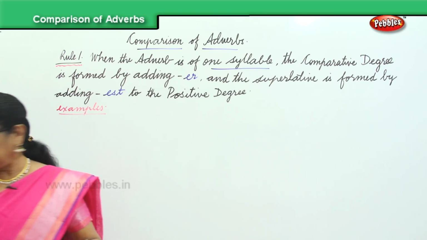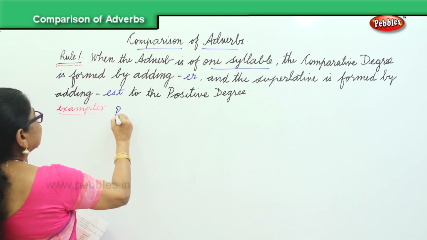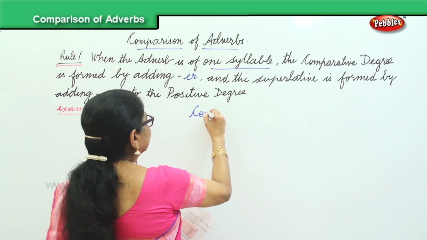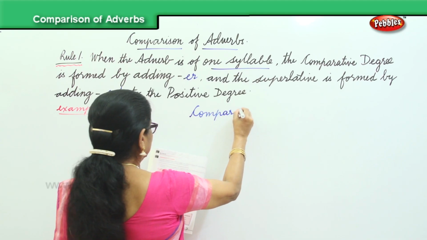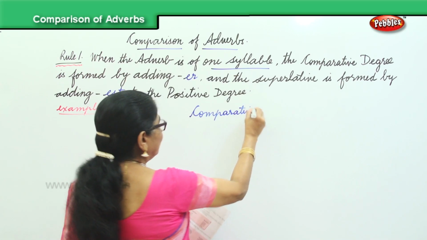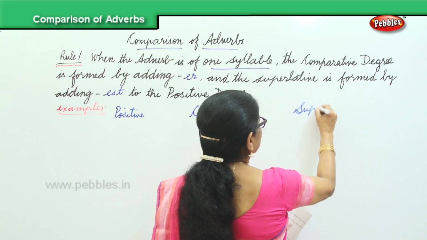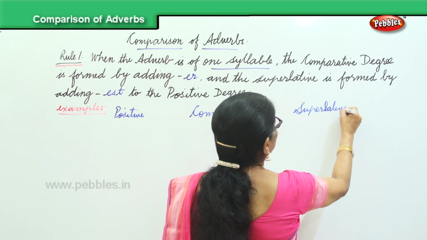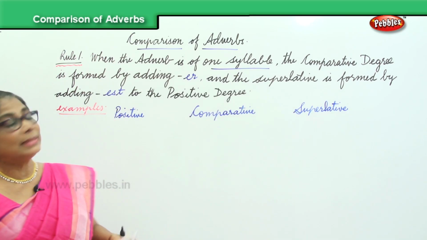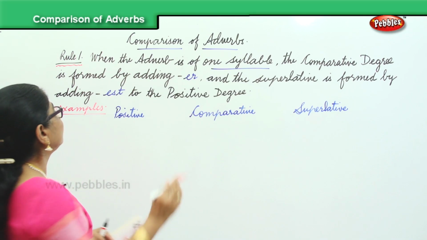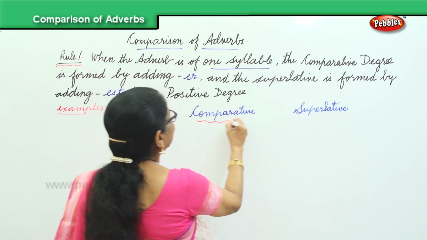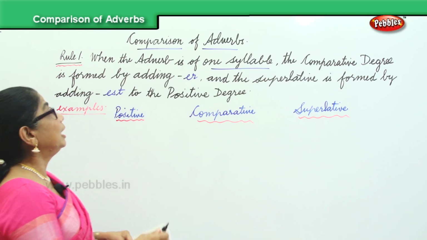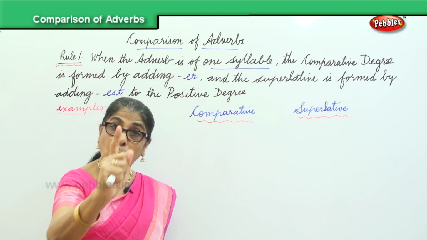Okay? So now let's look at all the three degrees of comparison. First, we have positive, and then we have comparative, and we have the superlative. These are the three degrees of comparison in adverbs. What are they? Positive degree, comparative degree, and superlative degree. So we are talking about the rule number one. When the adverb is of one syllable.